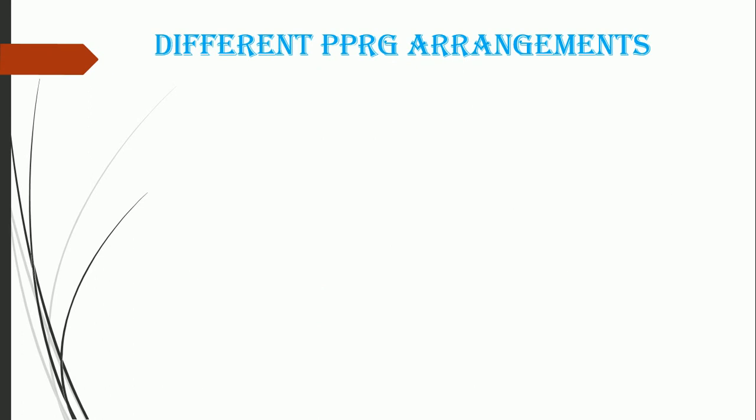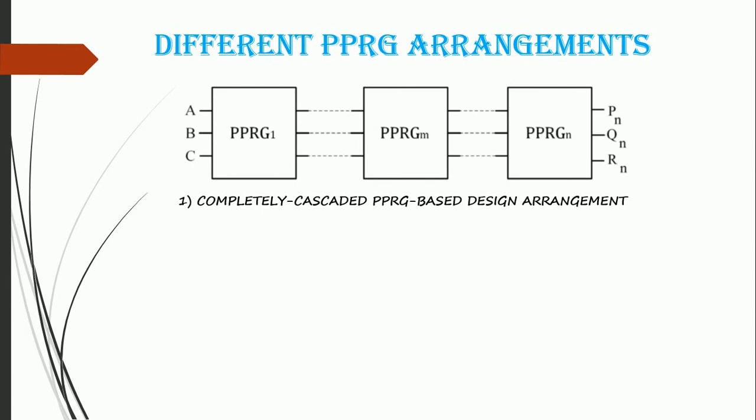Before starting with that, I am going to explain the different PPRG arrangements now. The first one is the completely cascaded PPRG based design arrangement, where we don't have any free pins. All pins are used, that is, all three outputs are used as an input for the succeeding PPRG gates.